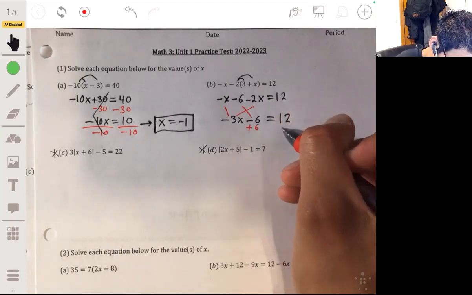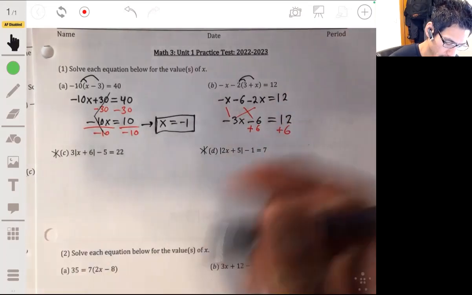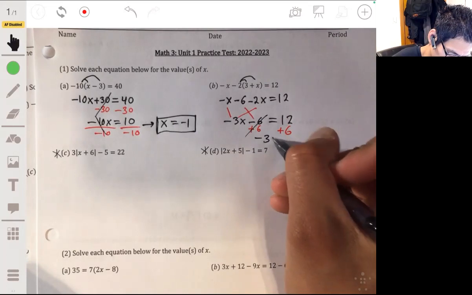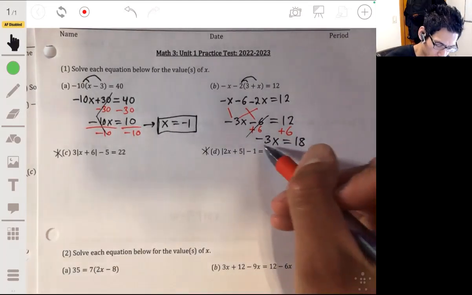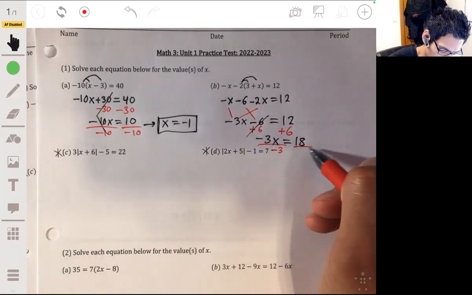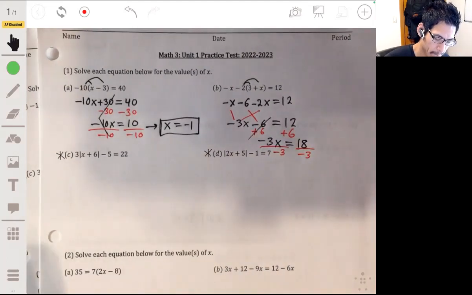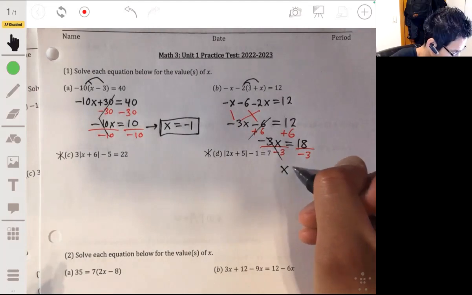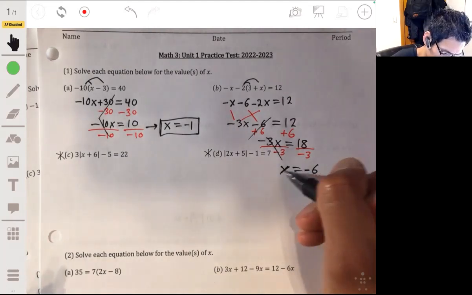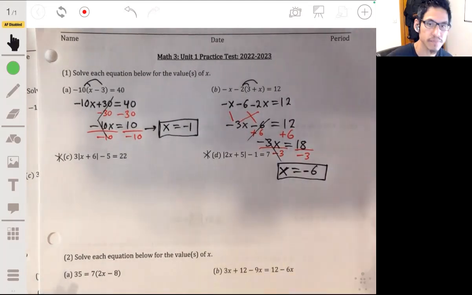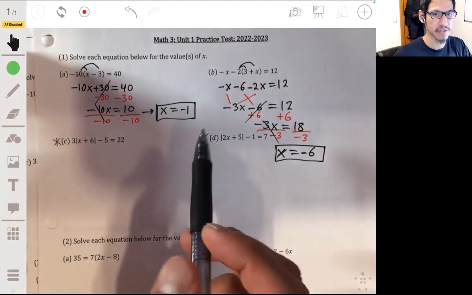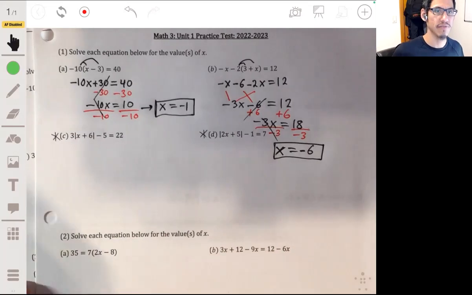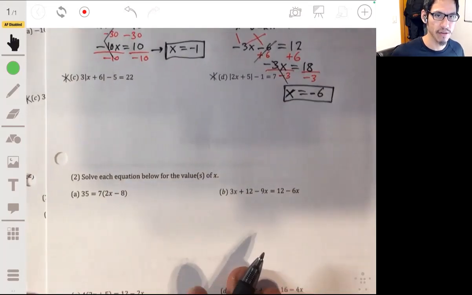Add 6 to both sides, and we'll get -3x equals 18. Divide by -3, and we'll get x is -6. Okay, I'm going to skip C and D because they're absolute value equations. I'm going to do those in a different video, so keep an eye out for that.